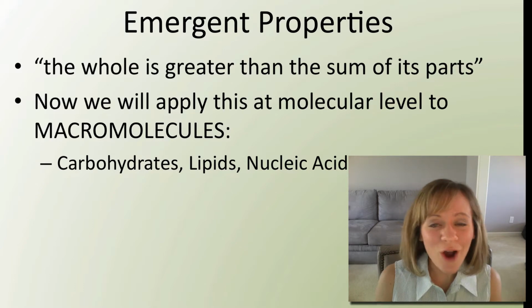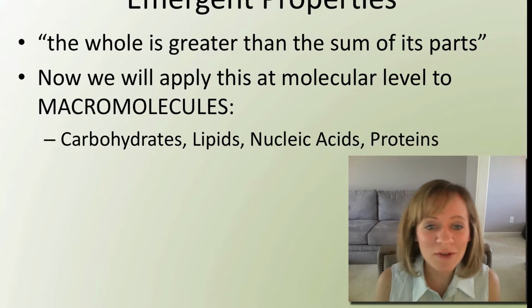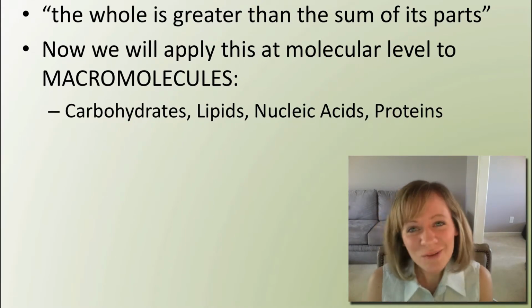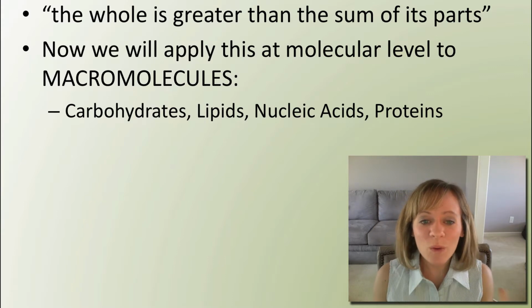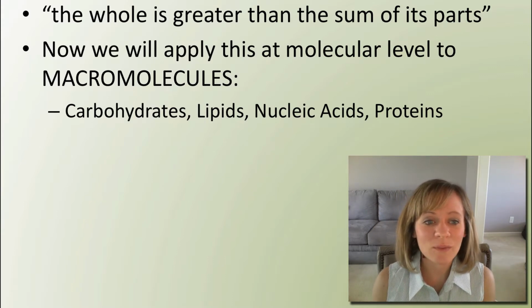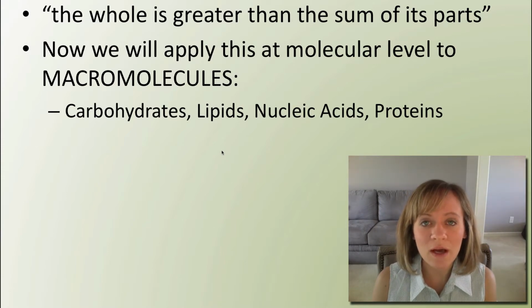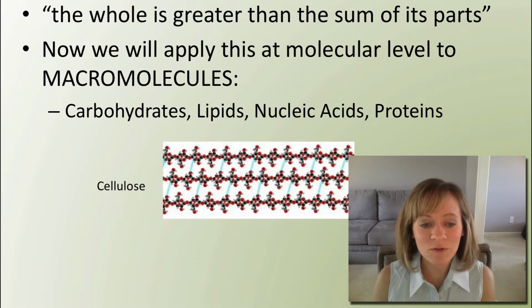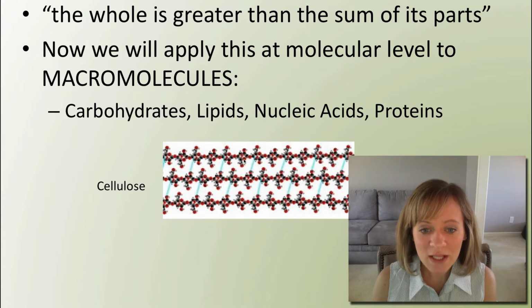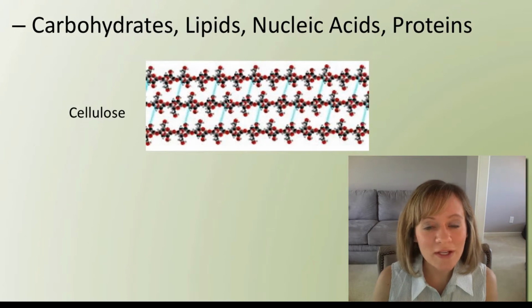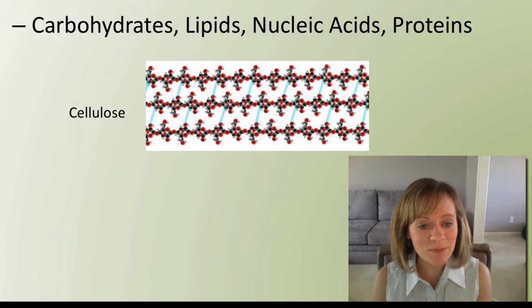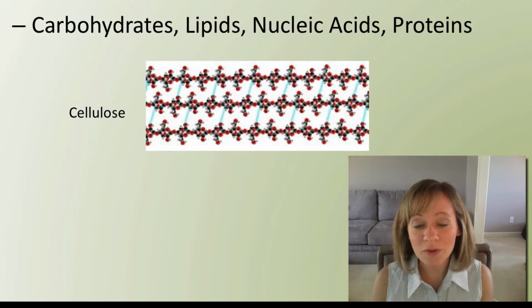A carbon atom or a nitrogen atom, or even a carbon and nitrogen bonded together, don't really have special properties. But when we combine all these different atoms together and we get a carbohydrate or a lipid, we do start to have some really unique, amazing properties come about. That's what we're going to look at in this video. For example, cellulose is a carbohydrate, and the way that it's bonded and shaped has some unique properties that no other carbohydrate does.